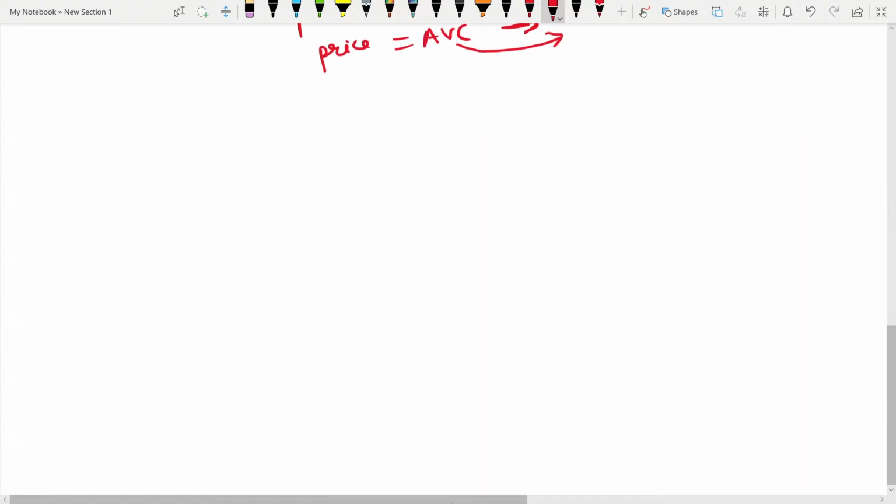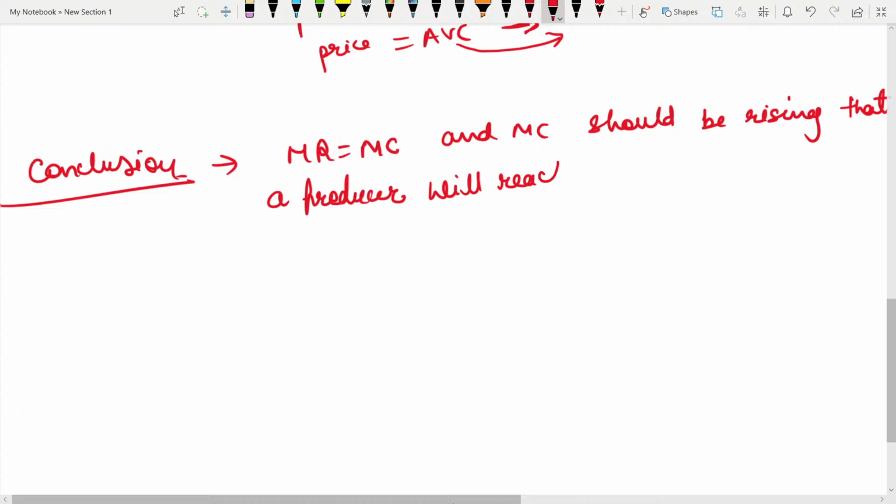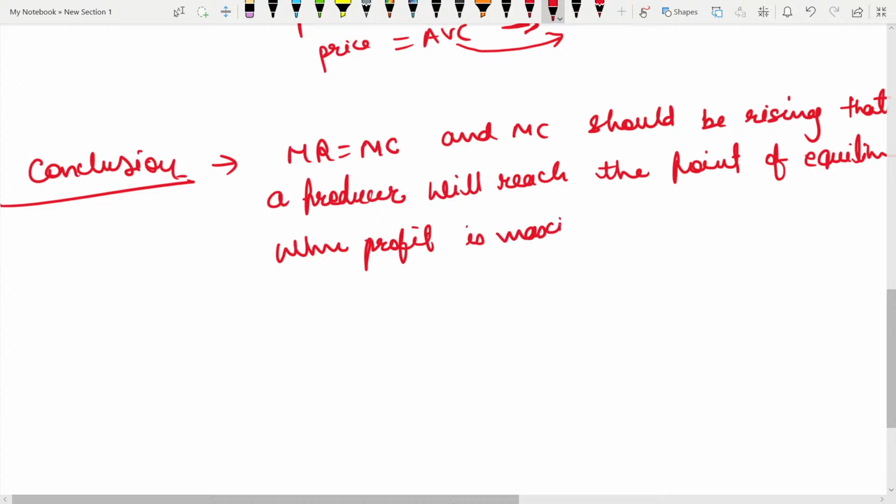Now, moving ahead, the conclusion, given the condition: if MR is equal to MC, and MC should be rising, then a producer will reach the point of equilibrium, right? And where profit is maximized.